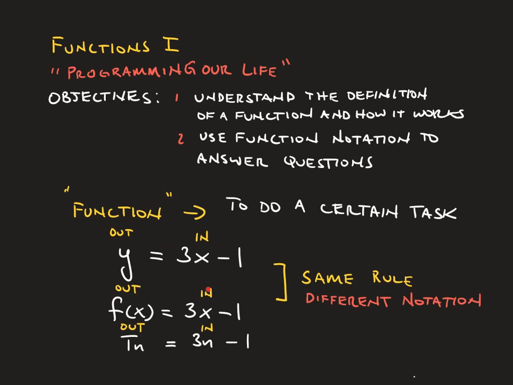This second function rule that has been written uses function notation, which I will introduce just now. And the third one actually is also a function. It creates a pattern, but it uses different notation with n's and t's. But if you look at it all, it's all the same rule. It just uses different labels or different notation, and it produces a pattern of inputs and outputs.